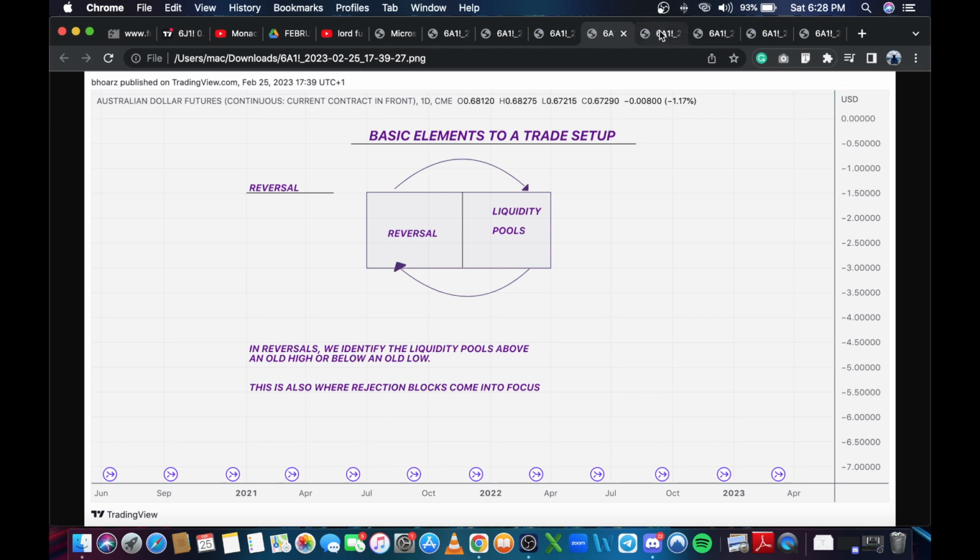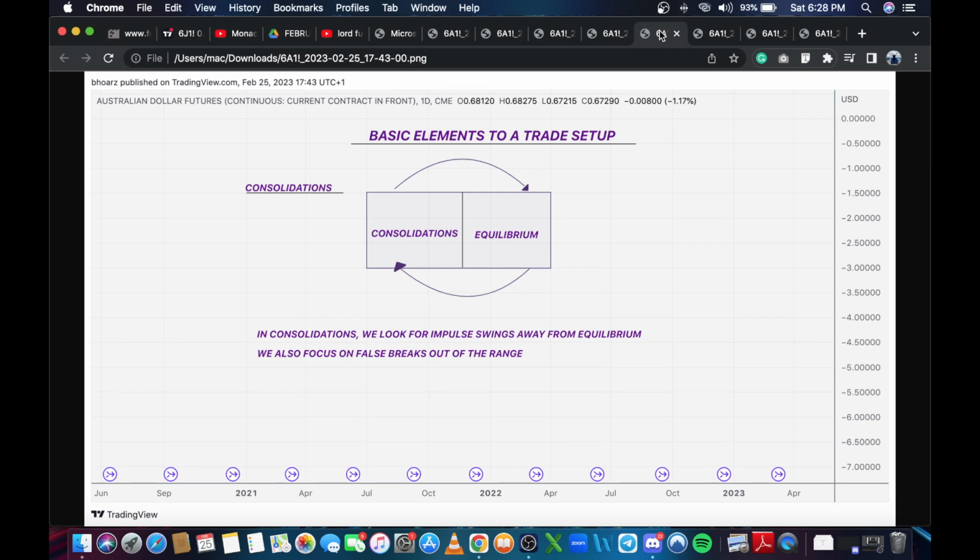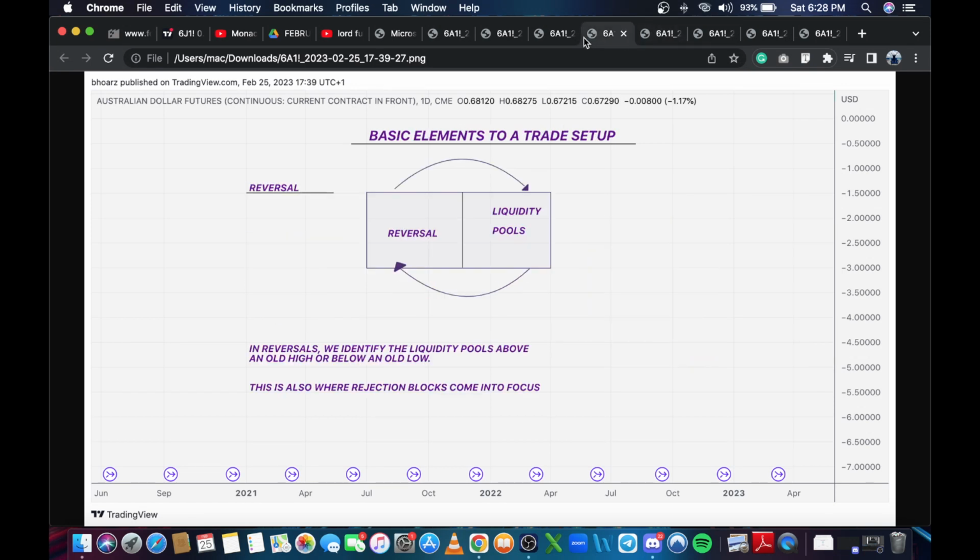Now we go into the next market delivery profile, which is consolidations or equilibriums. Or sorry, reversals. Okay. Now we're going to talk about reversal. In the reversal market delivery profile, we're primarily concerned with liquidity pools. Now let's define what reversal is. Reversal in price is when price moves the opposite direction that the current direction has taken it.